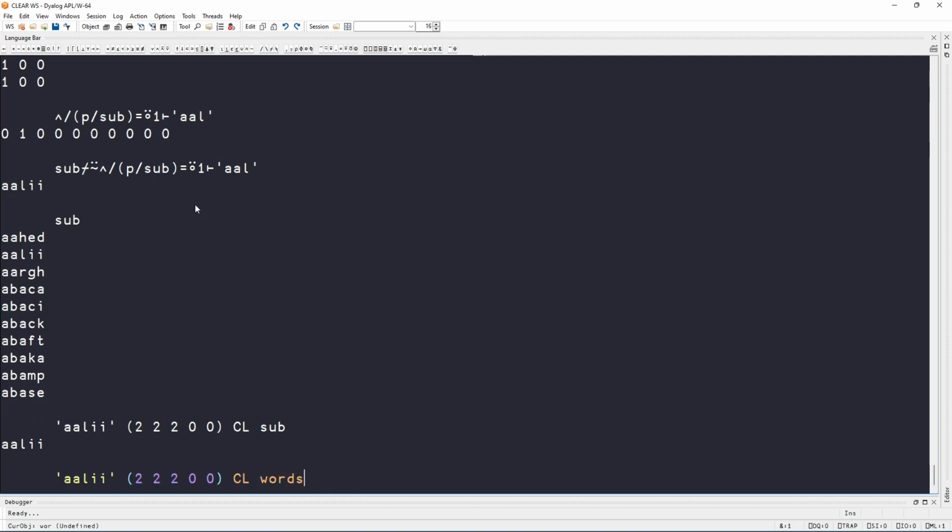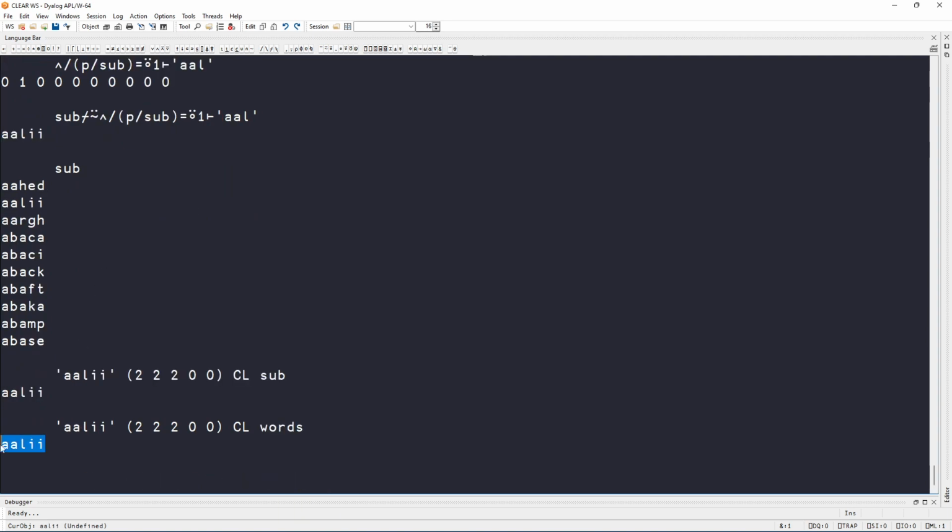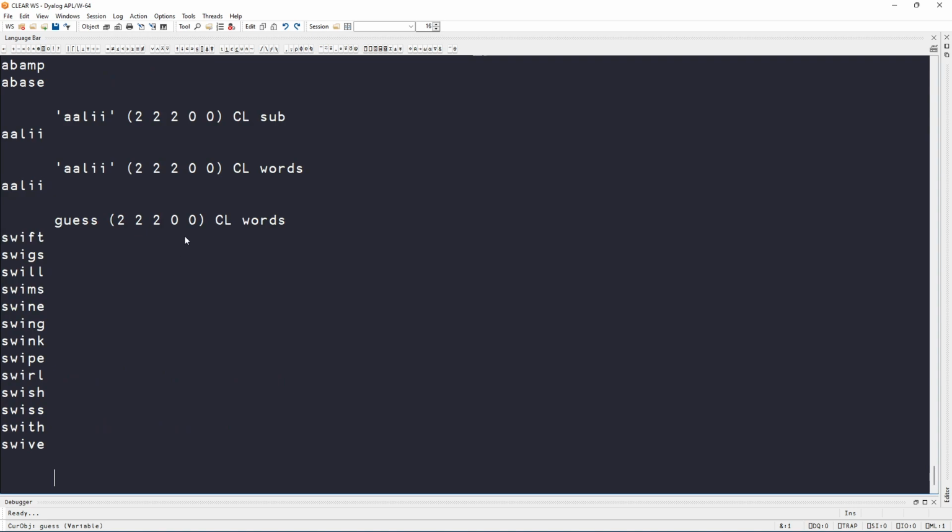In fact, if I give it all of the words, it's the only one that survives because this is very specific. We had, what was it? We had Swiss, right? Swiss with these 3 letters. We have Swift, Swigs, Swill, Swims, Swine, Swing, etc. So this is what the CL function does.